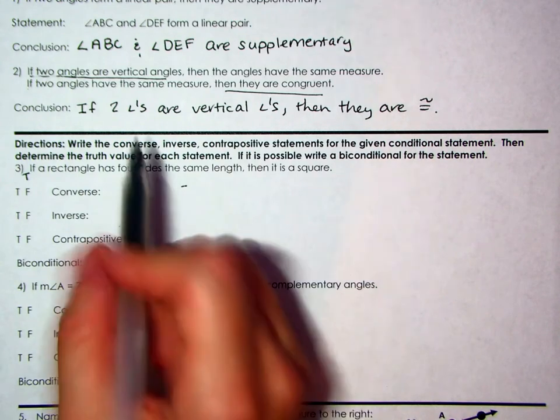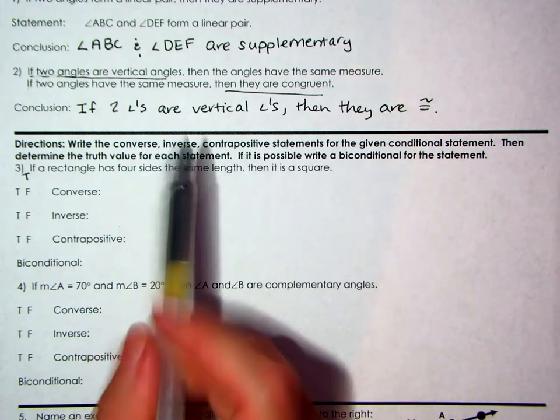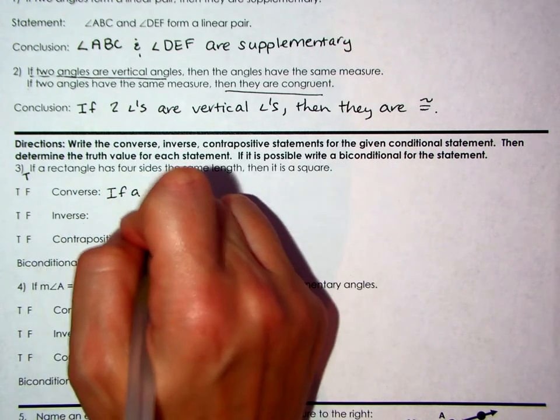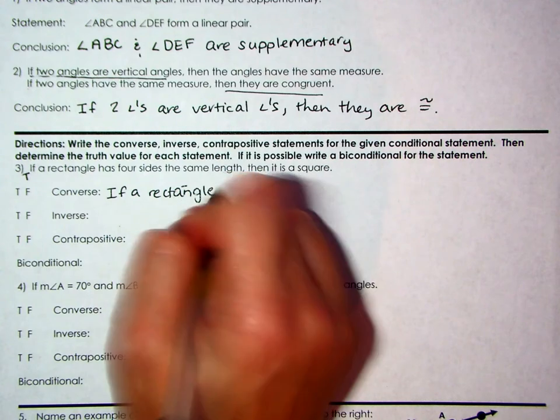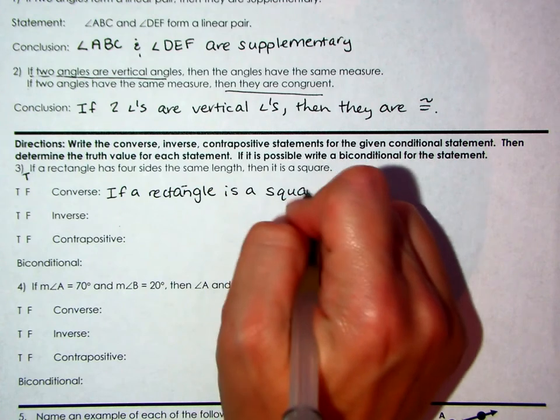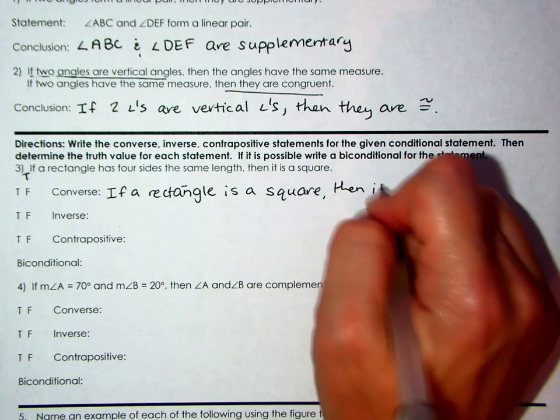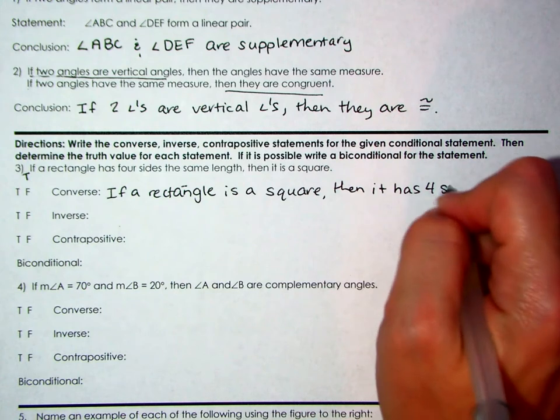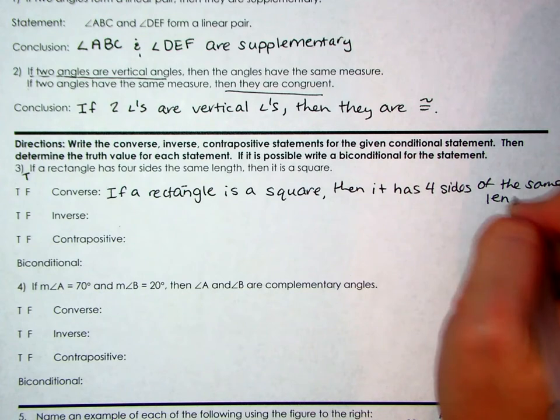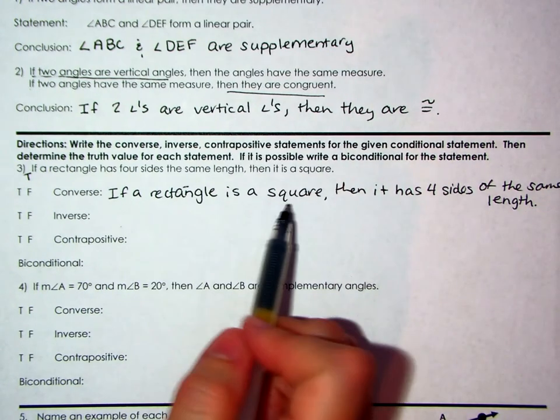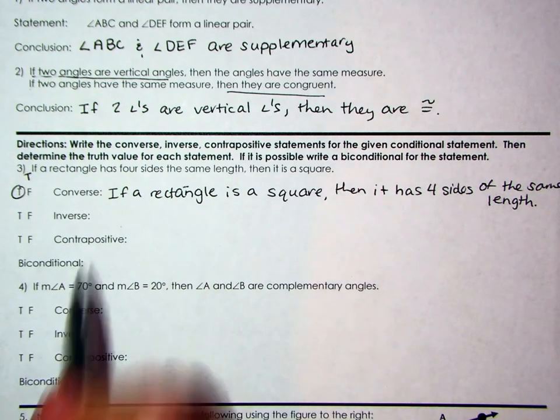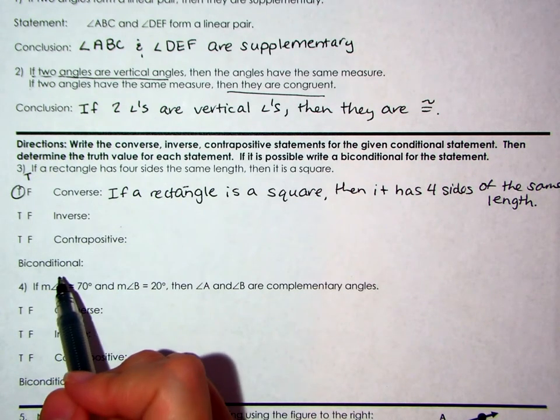So then we have the converse. The converse occurs when we switch the hypothesis and conclusion. So if a rectangle, now we're going to take the conclusion, is a square, then it has 4 sides of the same length. So if it's a square, then it has 4 sides of the same length. Well, that is true, which means I can go ahead and write a biconditional for this statement.